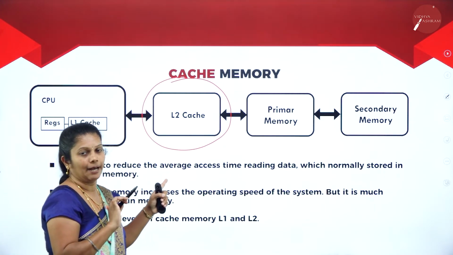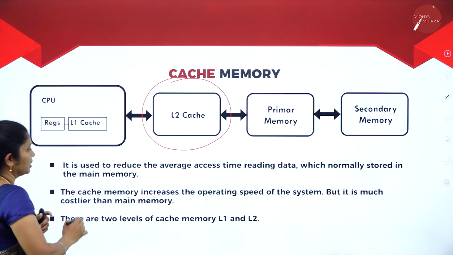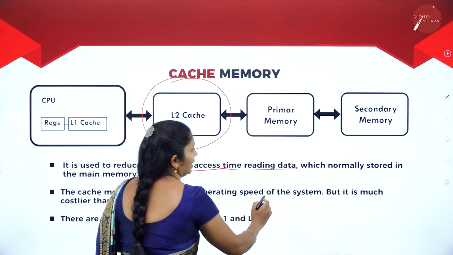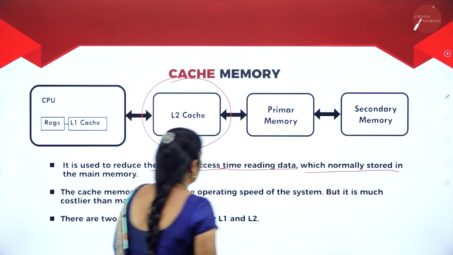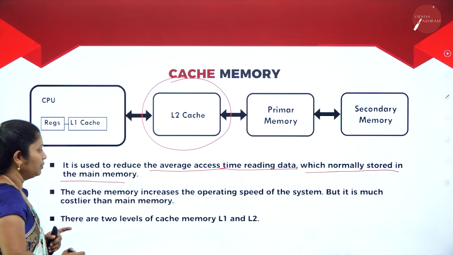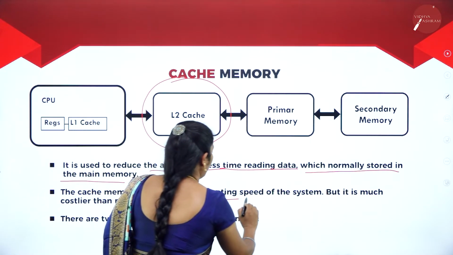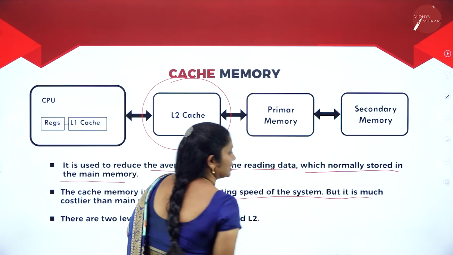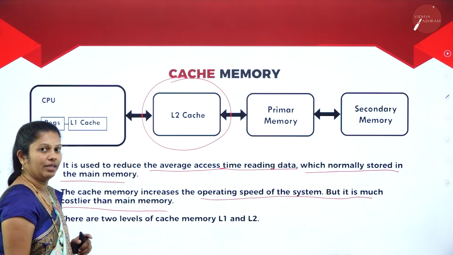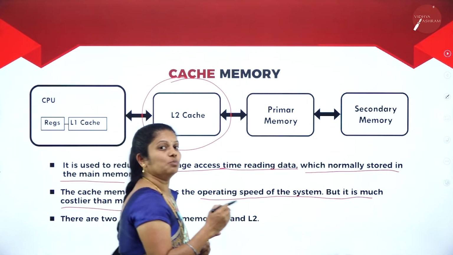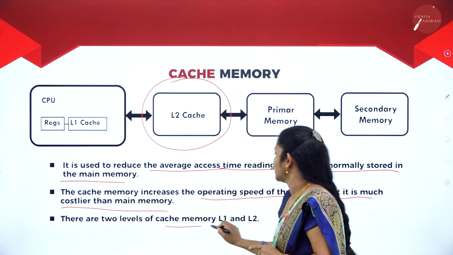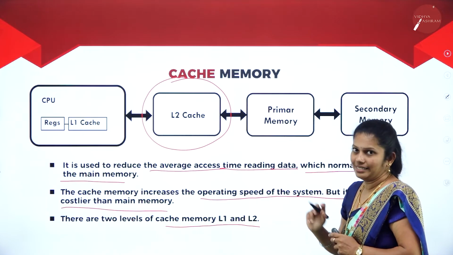It stores the data, and if you observe, it is used to reduce the average access time of reading data which is normally stored in the main memory. The cache memory increases the operating speed of the system, but it is costlier than the main memory. Cost-wise also, it is more. It is very fast. There are two levels of cache memory, L1 and L2.